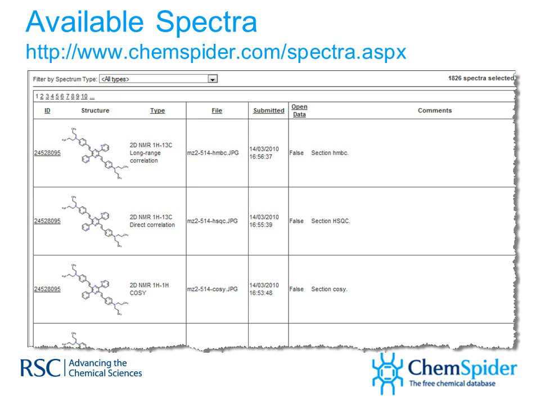In order to see what spectra we have available, you can go to chemspider.com/spectra.aspx, that URL right there, and it will give you a list of all of the depositions. You can filter by spectral type. You can see what's been uploaded, when it was uploaded, etc., etc.